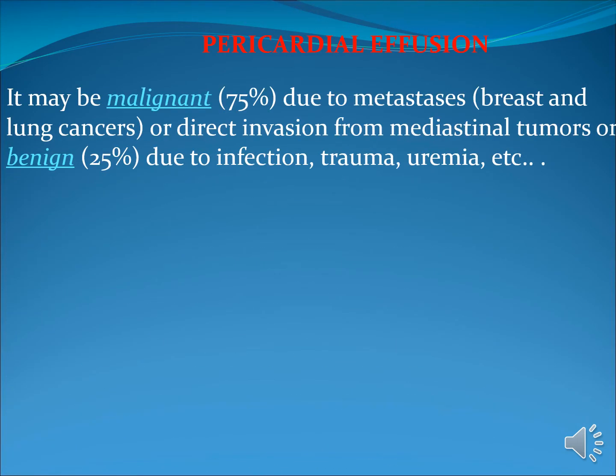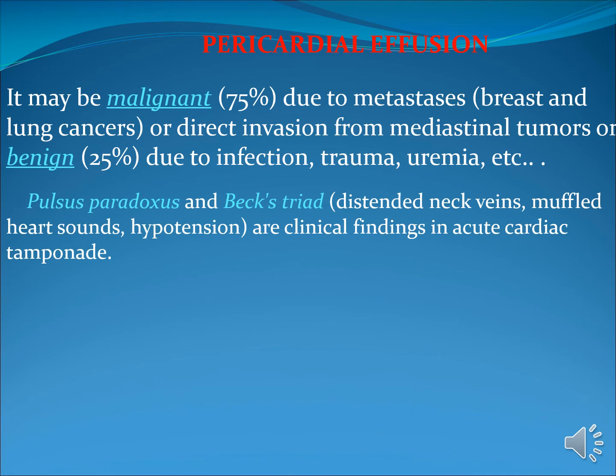Pericardial effusion. It may be malignant, 75%, due to metastasis from breast or lung cancers or direct invasion from mediastinal tumors, and may be benign, 25%, due to infection, trauma, uremia, whatever the cause. Pulsus paradoxus and Beck's triad, distended neck veins, muffled heart sounds, hypotension, are clinical findings in acute cardiac tamponade.